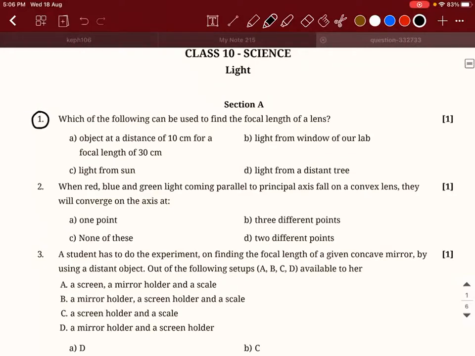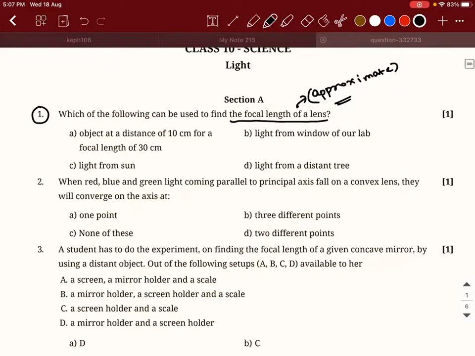First question. Which of the following can be used to find the focal length of a lens? So this is an approximate focal length. So how do you find the approximate focal length of a lens? When we use an object at a distance 10 centimeter for a focal length of 30 centimeter, light from window of our lab, light from sun, light from a distant tree. Which one is going to give you a more appropriate value of focal length?